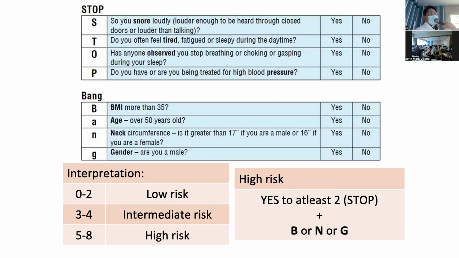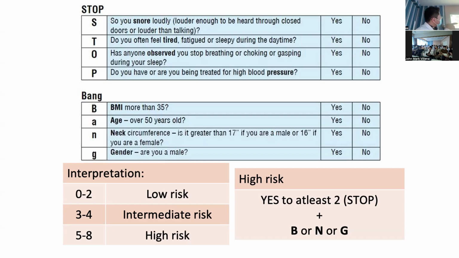Then, whether the patient is being treated for high blood pressure, or is hypertensive. Then, if the patient's BMI is more than 35, the patient is more than 50 years old, the neck circumference is more than 17 inches for male, around 43 centimeters, and 16 inches for female. For the interpretation, 0 to 2 is low risk, 3 to 4 intermediate, and 5 to 8 high risk.